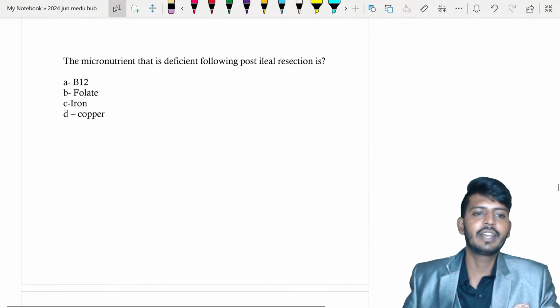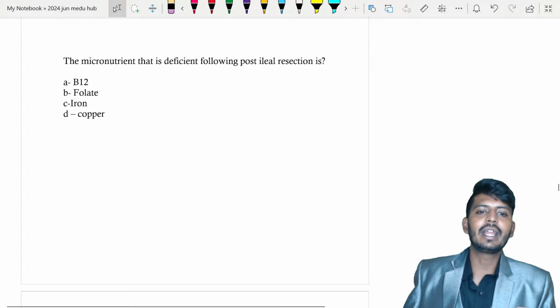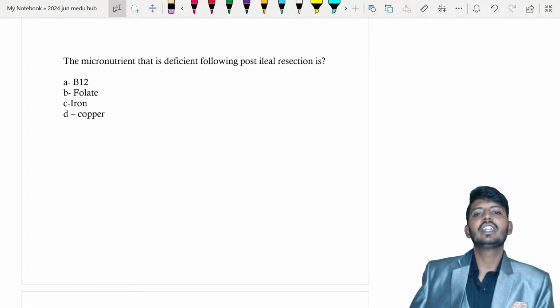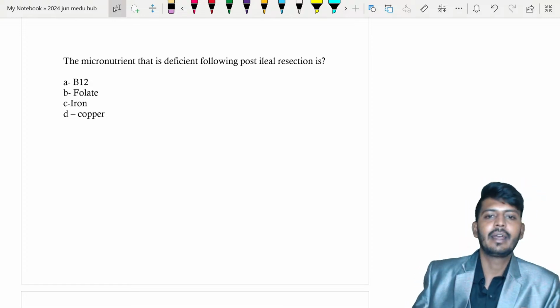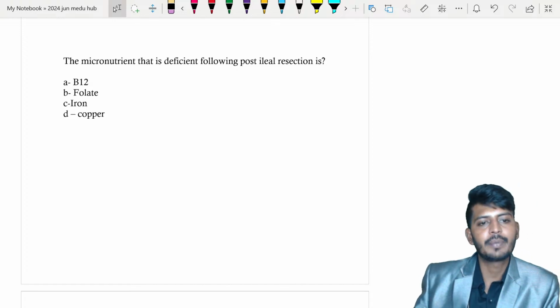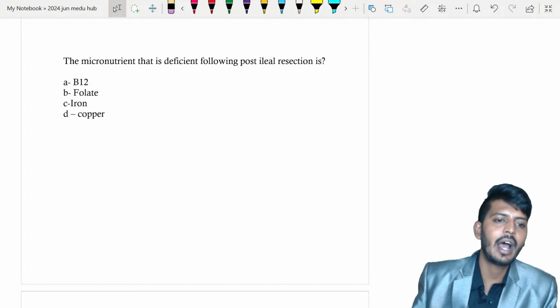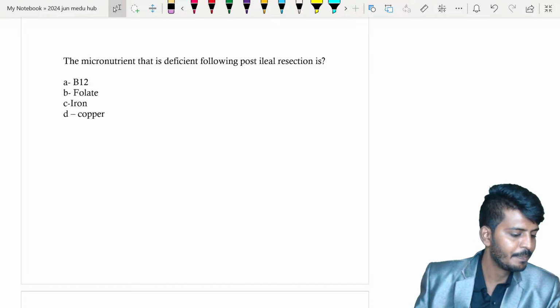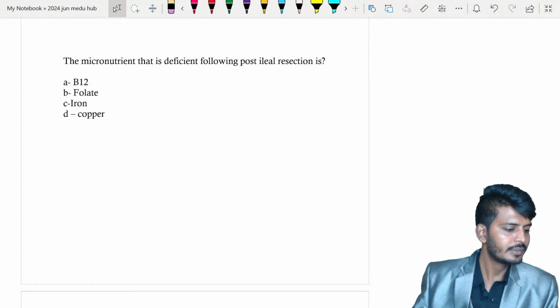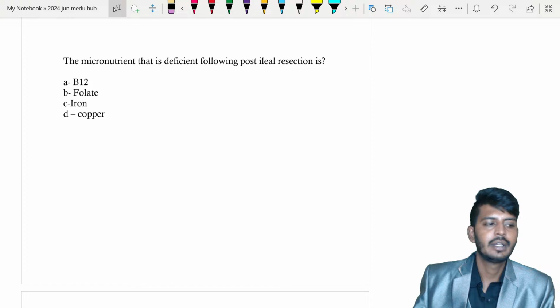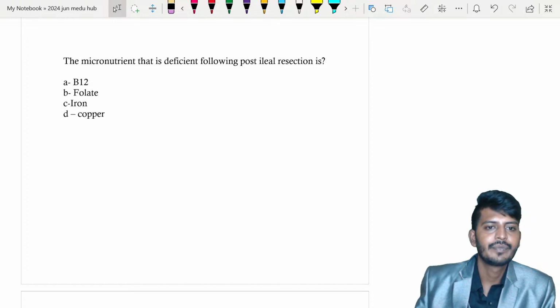Let's go to the next one. The micronutrient that is deficient following post-ileal resection. Option A, B12, option B, folate, option C, iron, option D, copper. What is the answer? Come on, quickly tell me.